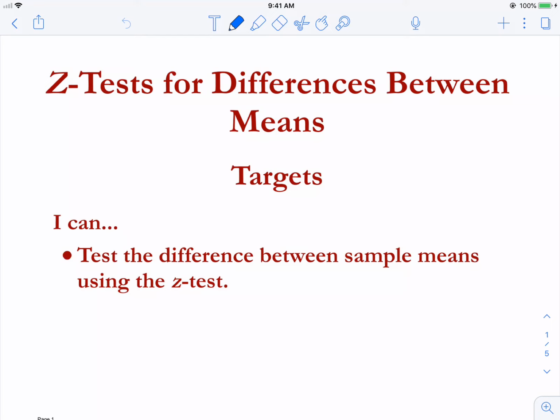Okay? The z-test answers that question about is any difference that we see between these two averages, is that significant or not? Okay, so we see our target there, test the difference between two sample means using the z-test.